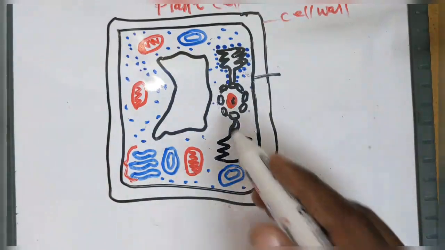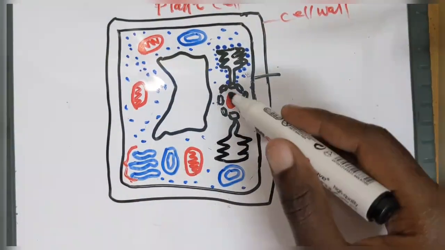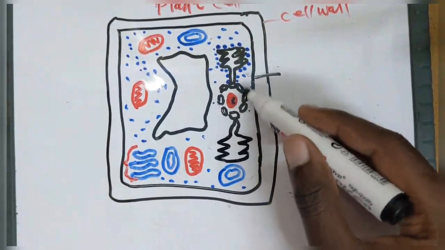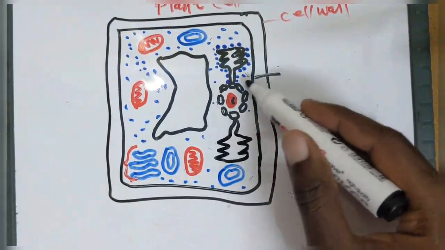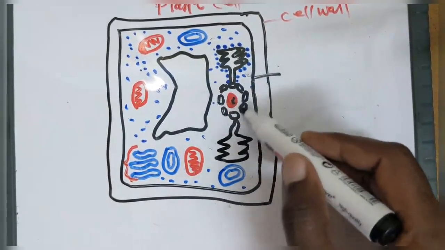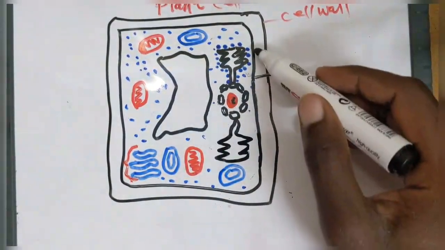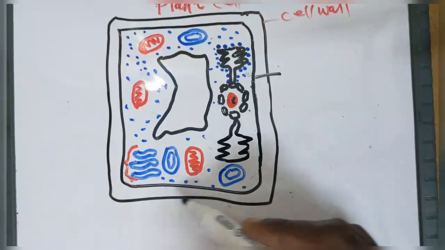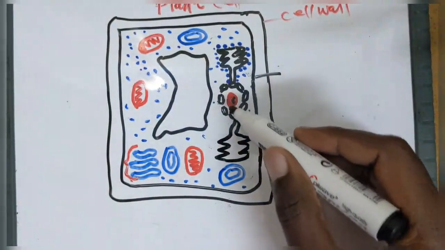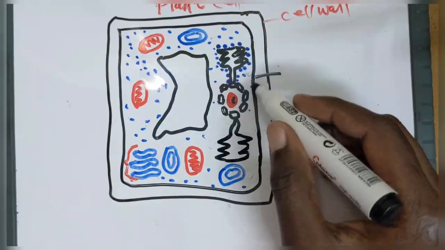So this nucleus is surrounded. These ones that you are seeing here are the ones that are surrounding the nucleus. They are called the nuclear membrane. We said that this is the cell membrane, okay. So even the nucleus has a membrane called a nuclear membrane.